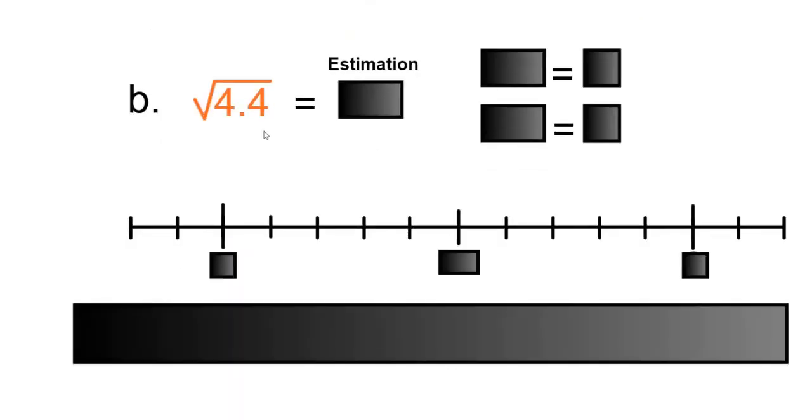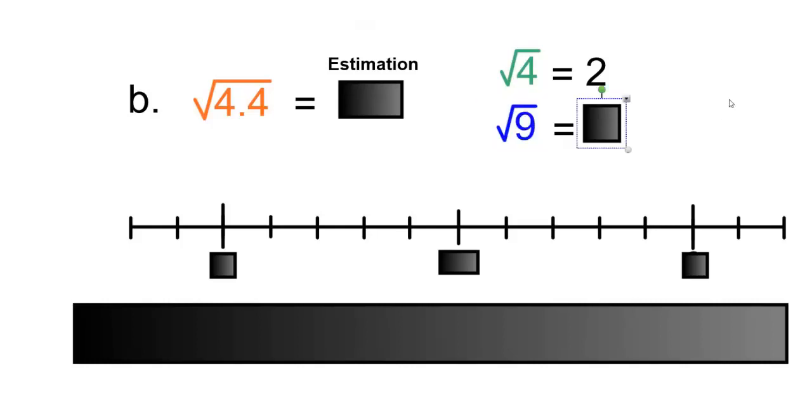B. The square root of 4.4. The two closest perfect squares to 4.4 are 4, and the square root of 4 is 2, and 9, and the square root of 9 is 3. Put 2 and 3 on your number line.